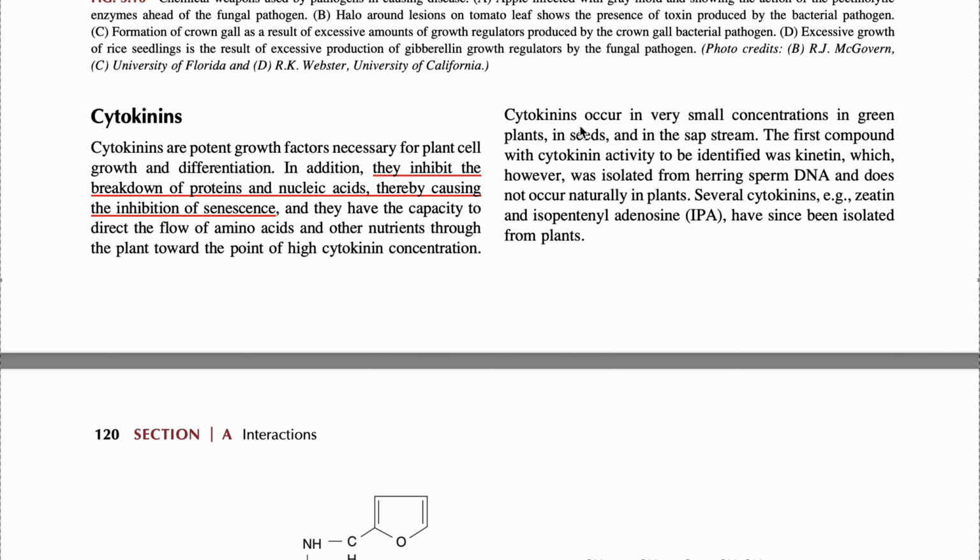So cytokinin occurs in very small concentrations in green plants, in seeds and in the sap stream. The first compound with cytokinin activity to be identified was kinetin, which however was isolated from herring sperm DNA and does not occur naturally in plants.